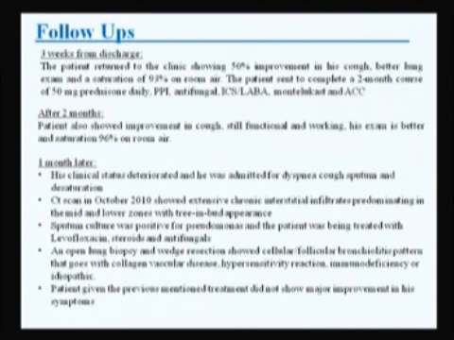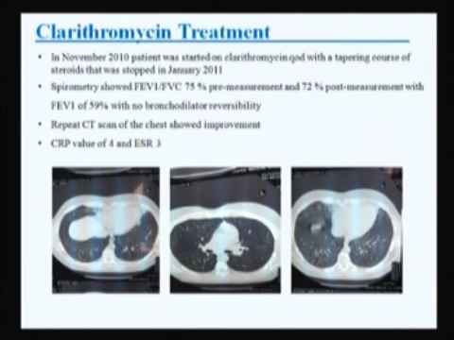An open lung biopsy and wedge resection showed cellular and follicular bronchiolitis pattern that goes with collagen vascular diseases, hypersensitivity reaction, immune deficiency, or idiopathic. So that was the differential. Again, the patient was given the mentioned treatment, did not show major improvement in his symptoms. A month later, in November, started on clarithromycin every other day with a tapering course of steroids that was stopped in January of 2011.